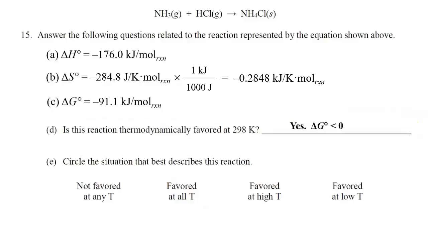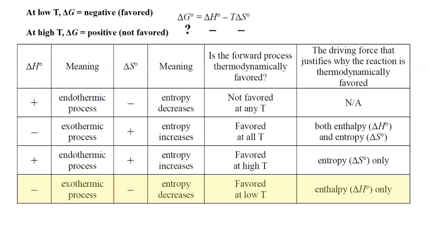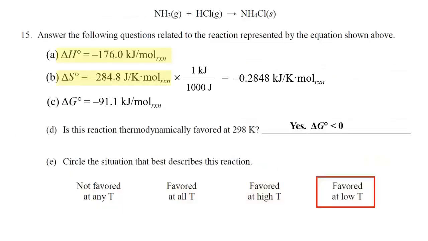So is this favored at high temperatures or favored at low temperatures? Let's look at the sign of delta H, which happens to be negative, and the sign of delta S is also negative. So when you have a negative delta H and a negative delta S, then the reaction or the process is favored at low temperatures. Well, let's see if that prediction comes true. Is this reaction favored at low temperatures?